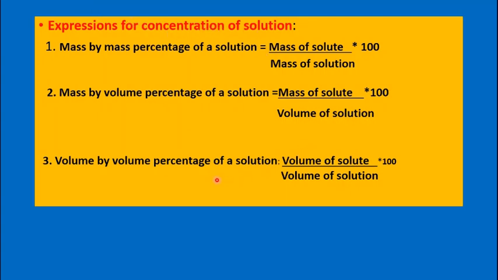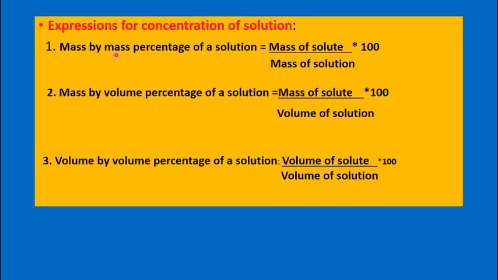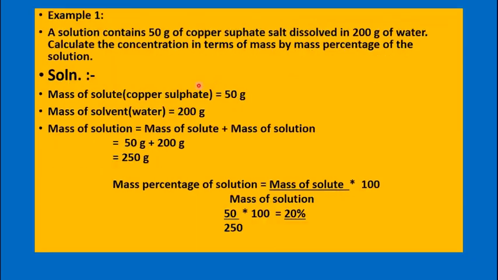Now look at the problems very carefully and write in your notebook. Let's see the first example. Suppose a solution contains 50 grams of copper sulfate dissolved in 200 grams of water. You have to calculate the concentration in terms of mass by mass percentage of the solution. Which formula are we going to use? We'll be using the first one. Take the mass of the solute which is given, calculate the mass of the solution, divide it, and then multiply that by 100. You will get the concentration of the solution. It's very, very simple. Now look at the steps.